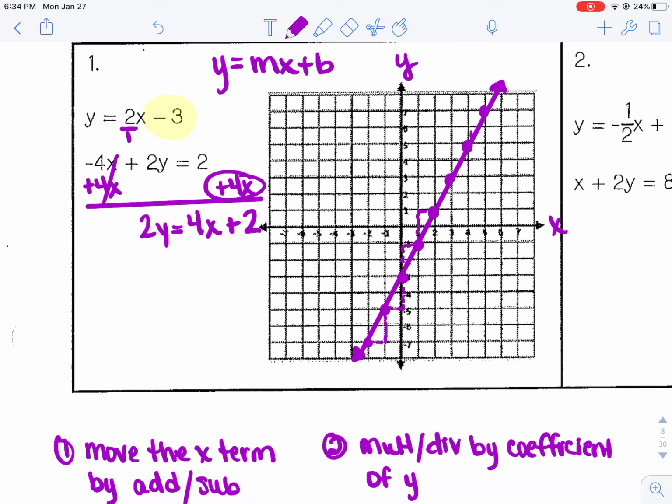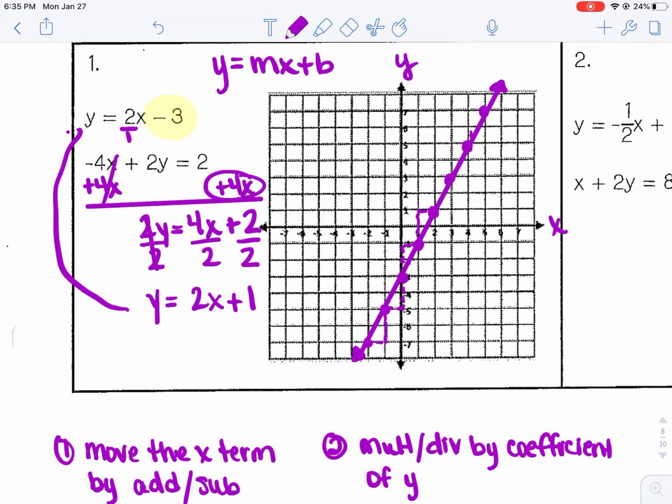2. My second step down at the bottom of our page says multiply or divide by the coefficient of y. Well, the coefficient of y is 2. We are multiplying, so the opposite, or the inverse operation, is to divide. So what I do on one side, I do on the other. So 2y divided by 2 is 1y, or just y. 4x divided by 2, and 2 divided by 2 is 1.